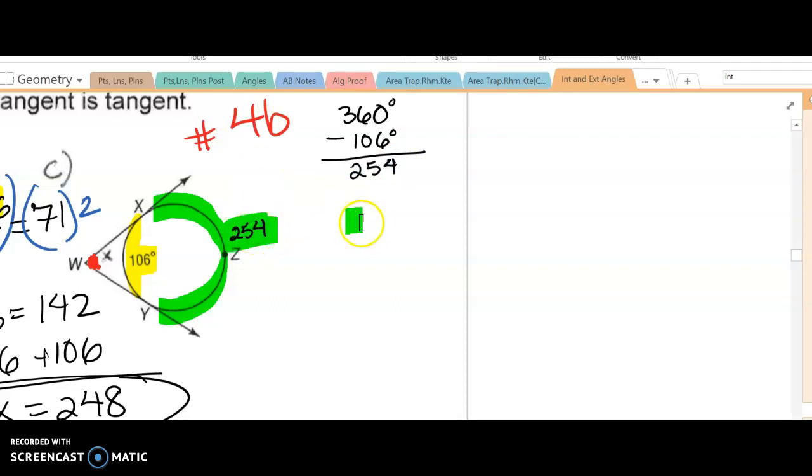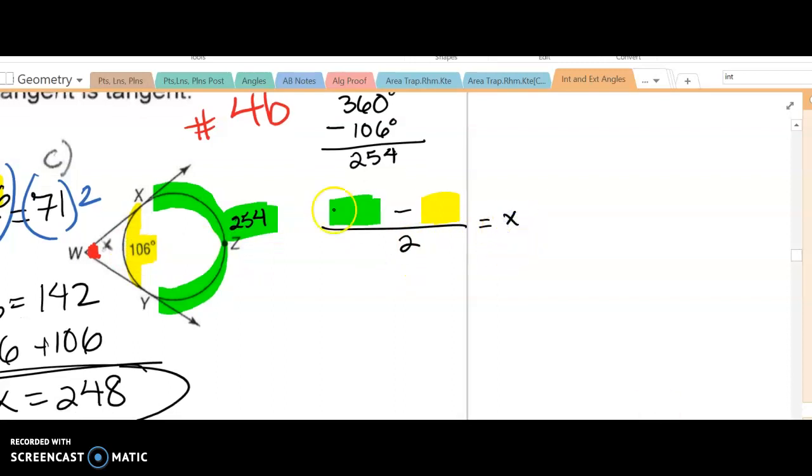So now, same strategy we did before. You take big arc minus little arc, divide it all by 2, and that equals the exterior angle in this case. So we're going to take the 254 minus the 106, all divided by 2 equals x. So this time, notice x is on this side. It's already isolated. So all we have to do is the computation on the left-hand side of the equation.